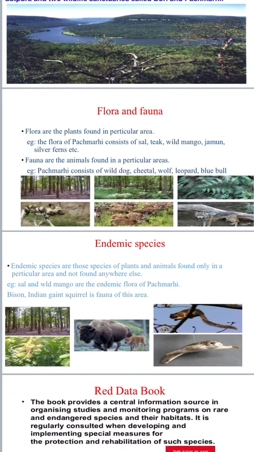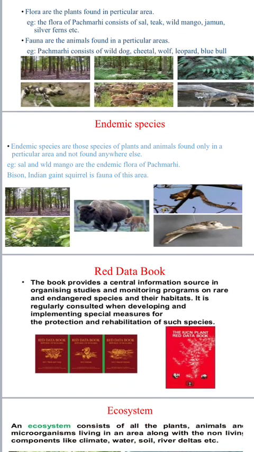Endemic species. Endemic species are those species of plants and animals found in a particular area and not anywhere else. For example, sal and wild mango are the endemic flora of Pachmarhi. Bison and Indian giant squirrel are fauna of this area, as you can see in the pictures.